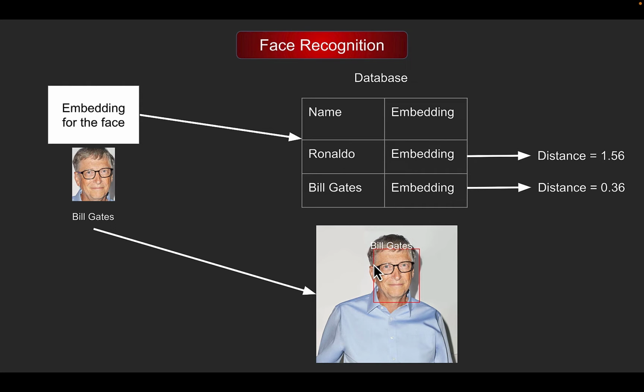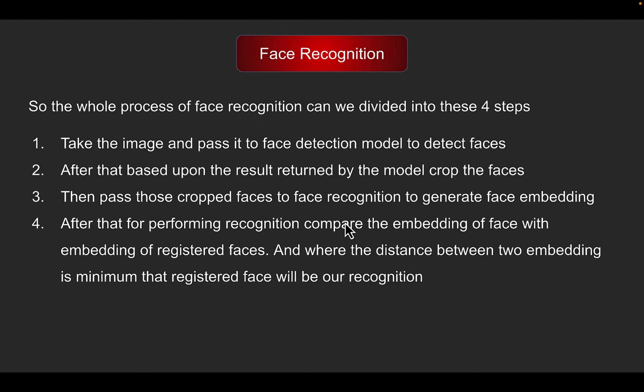So that's how face recognition is performed inside any facial recognition system: after getting the embedding for the face, we compare it with the embeddings of registered faces, and where the two embeddings are similar, we consider that registered face as our recognition. So the whole process of face recognition can also be divided into four main parts.